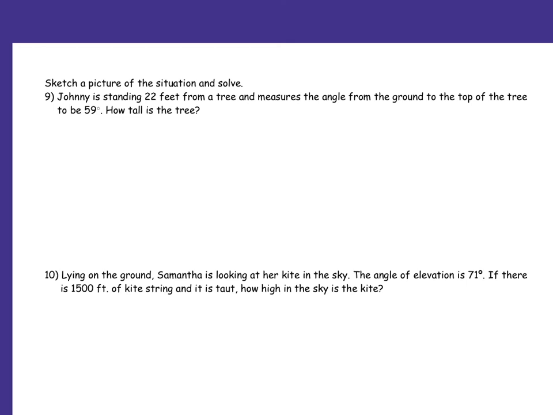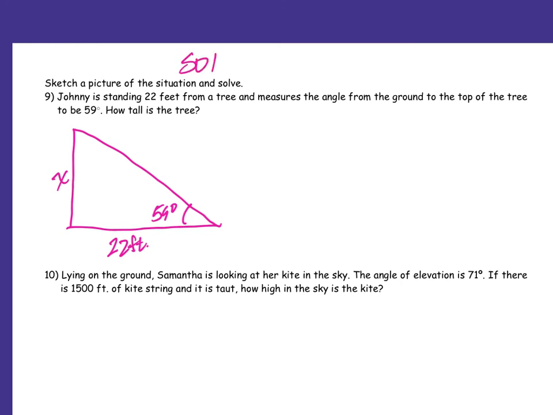Johnny is standing 22 feet from a tree and measures the angle from the ground to the top of the tree to be 59 degrees. How tall is the tree? Okay, so we have a tree and we have Johnny standing over here somewhere. He's 22 feet from the tree, and this angle from the top of the tree to the ground is 59 degrees, and he wants to know how tall the tree is. So again, we're going to use SOHCAHTOA.